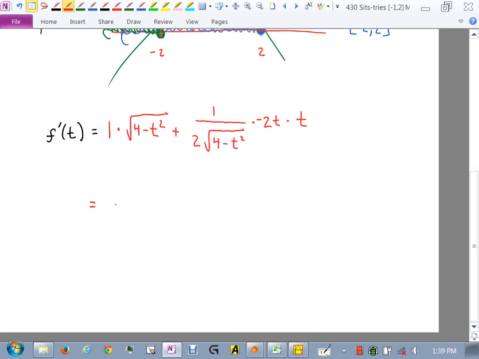I clean up. I see some 2's going away here. I see a plus sign becoming a minus, and a t squared going on top of a square root of 4 minus t squared.